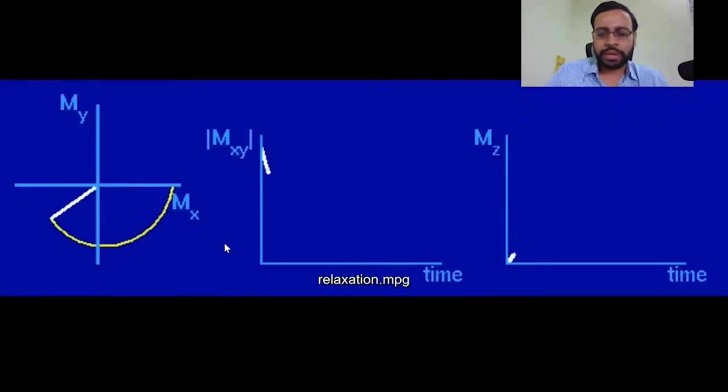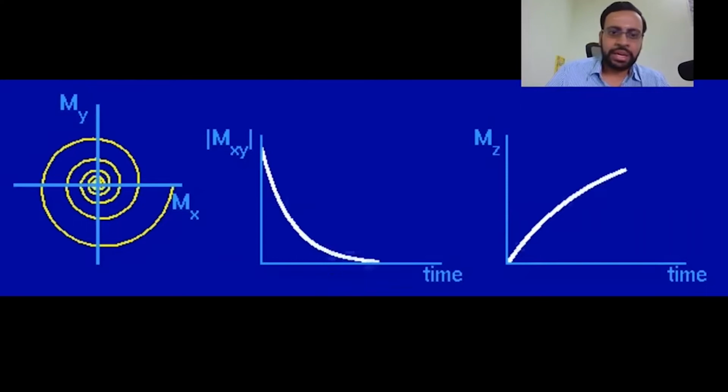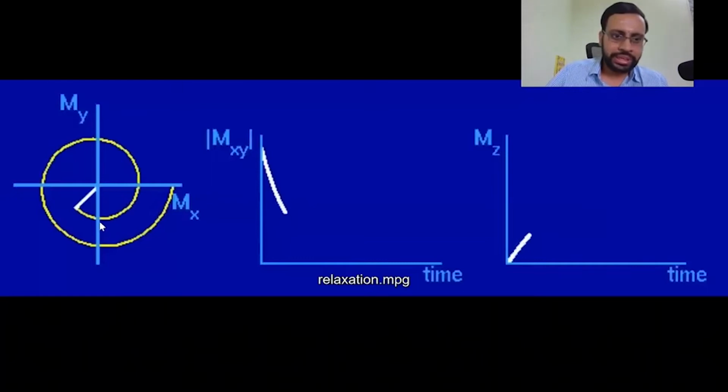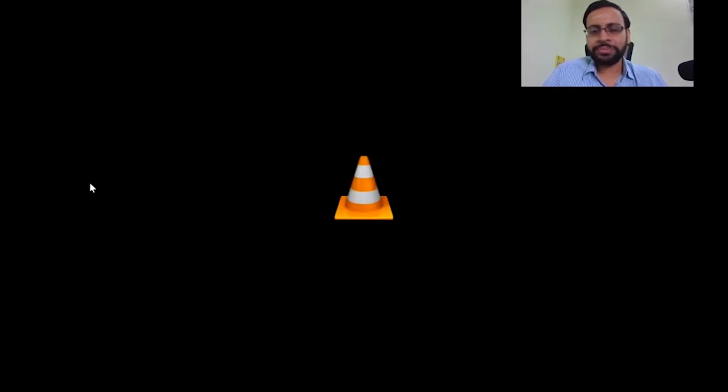But relatively, you could notice here Mxy becomes 0 faster. And in the Mx-My plane, on the XY plane, this one keeps rotating, and then comes back here. So that's why you could see there is a rotation going on at a constant speed, and that's the vector here. Is that clear? So these are the three nice illustrations.